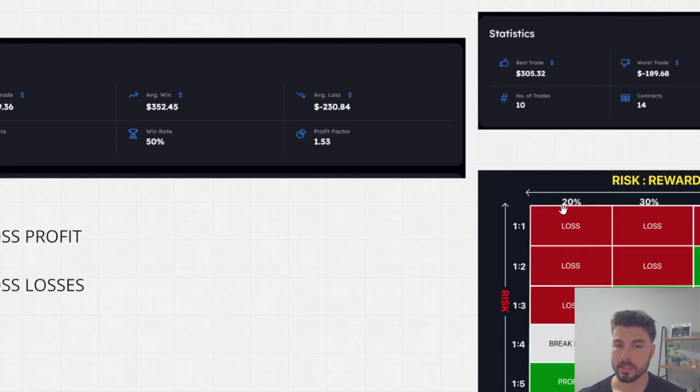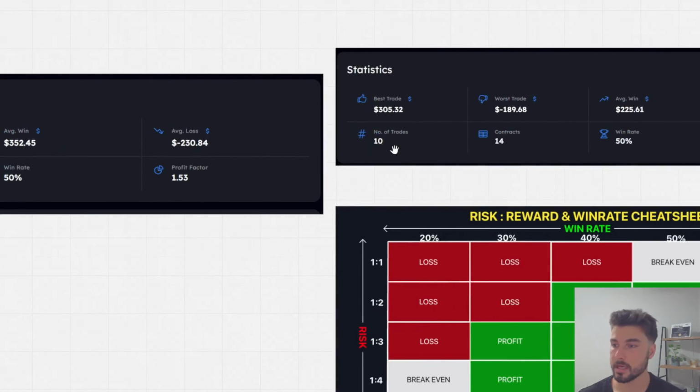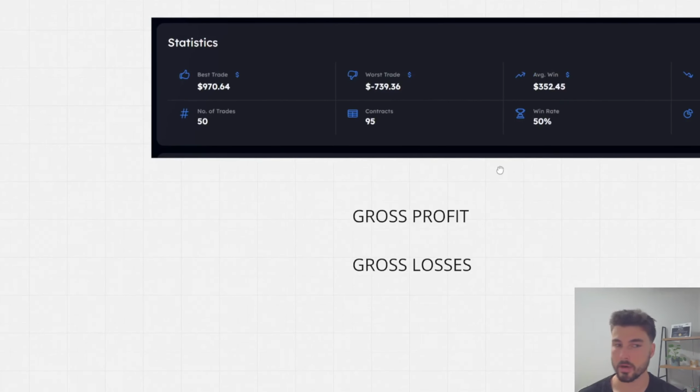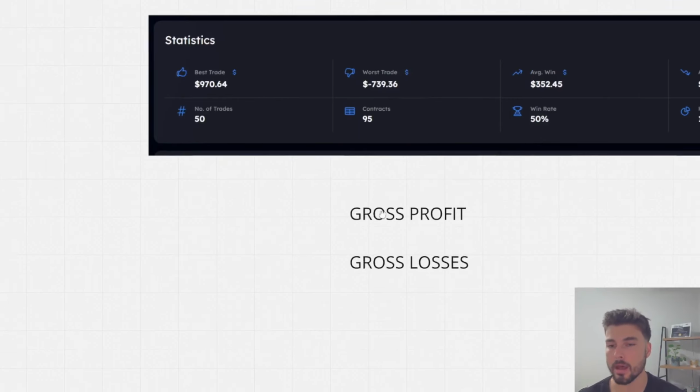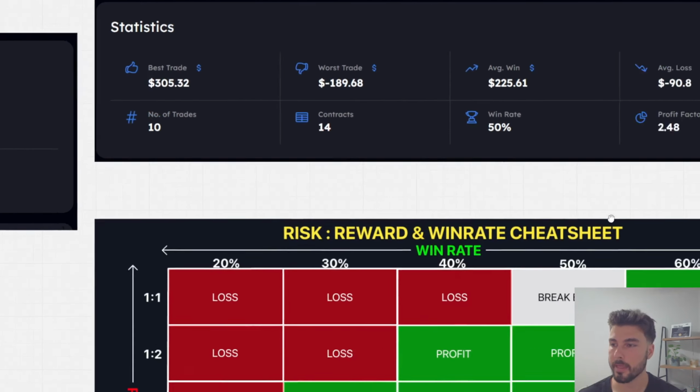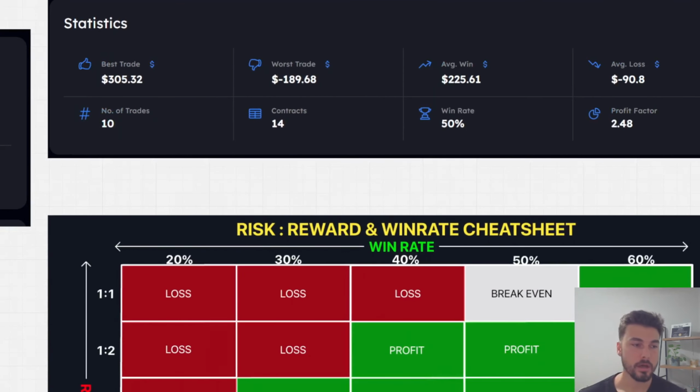Now, what I can show you guys are two accounts and two different sets of stats. One account here is with 10 trades, the other account has a larger sample size with 50 trades. So the more realistic account is the one with 50 trades, but I'll talk about the differences between the two. Now, looking at this one here, if we just have a look at the average win and average loss, you can see in this case that the average win is much bigger than the average loss. Like the average win is $225 and the average loss is only $90.